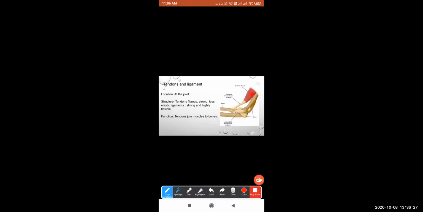Talking about the structure of tendons. Tendons are fibrous. They are made up of fibers, strong, and less elastic. They are highly flexible and hence it helps us in the movement of our joints. Function, as I have told you, tendons join muscles to the bones, and ligaments join bone to the bone. Okay.